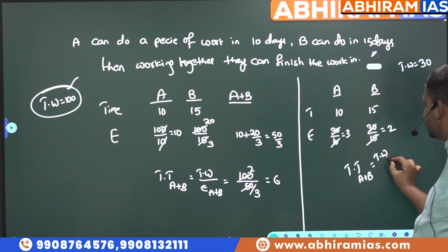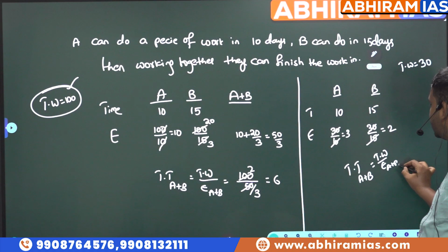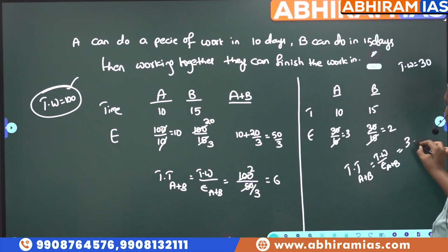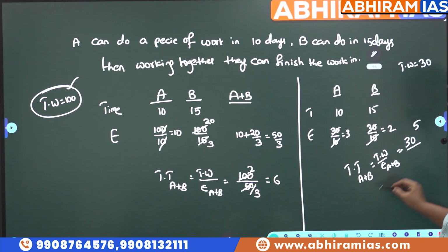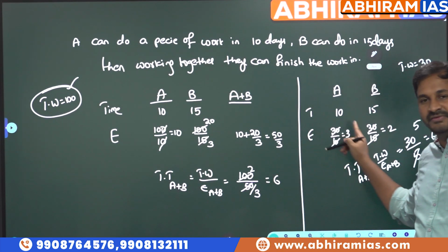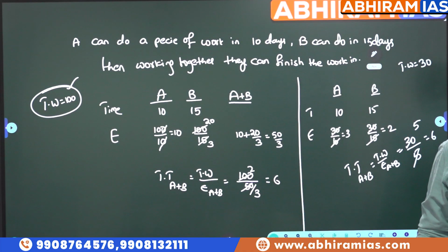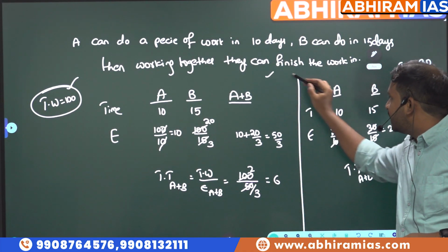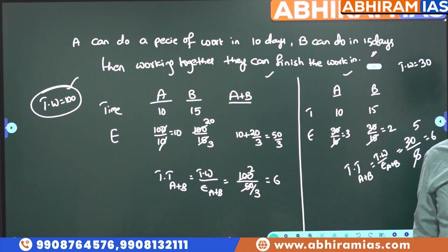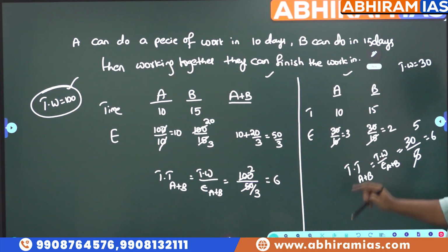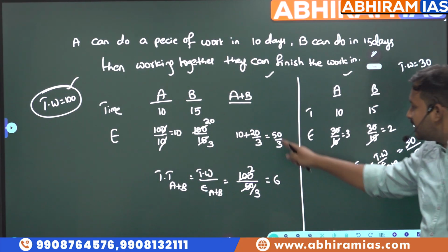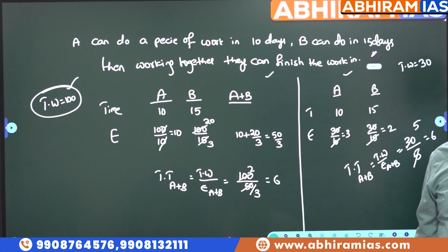So now time taken by A and B will become total work by efficiency of A and B. Total work is what I have assumed here? 30. And what is their combined efficiency? 3 plus 2, 5. So 30 by 5, that is 6. Now tell me what is the difference between this one and this one? Which one looked easy? The second one. The reason is that here they are exactly cancelling the total work.